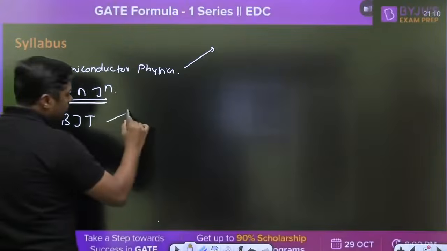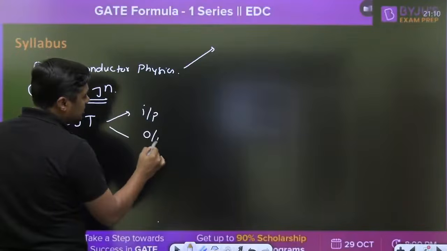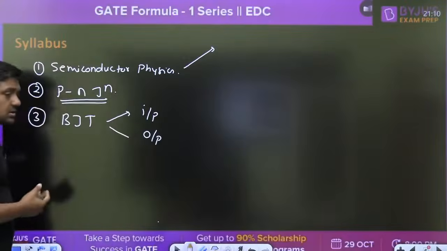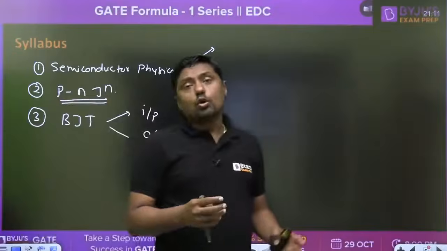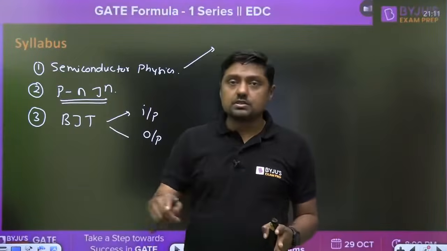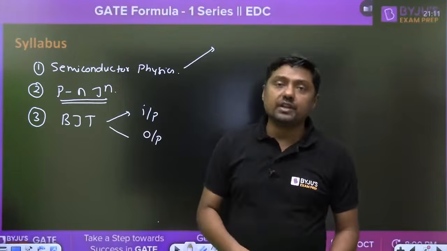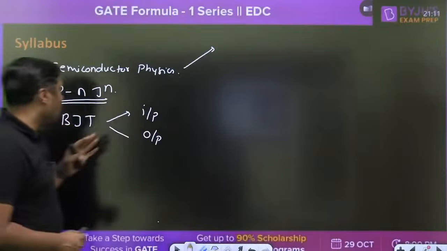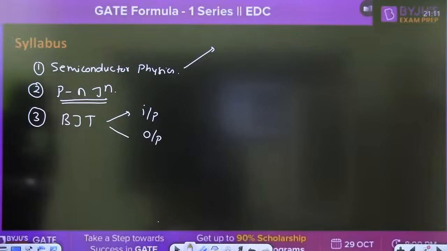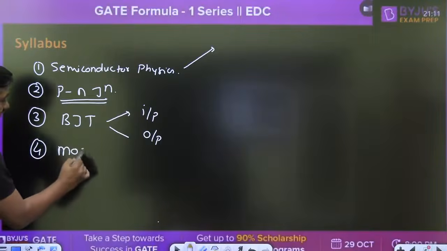In this, input and output characteristics, breakdown voltages, right, Ebers-Moll model, early effect, we will discuss all these things, and properties of common emitter, common collector and common base configuration. That is the case. Or you will get the idea about emitter injection efficiency, transport factor and so on. Then fourth one is MOSFET.